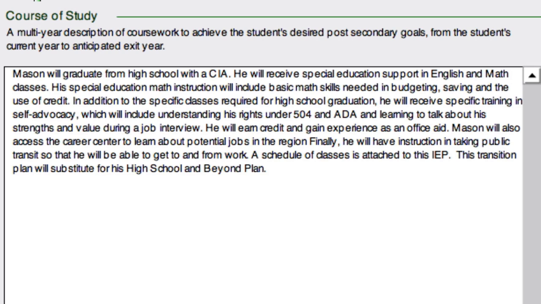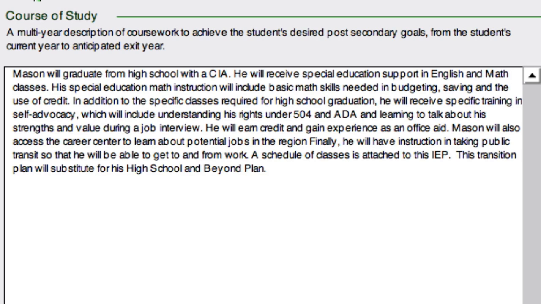Mason will graduate from high school with a CIA. That is, the Certificate of Individual Achievement. He will receive special education support in English and math classes. His special education math instruction will include basic math skills needed in budgeting, saving, and the use of credit. In addition to the specific classes required for high school graduation, he will receive specific training in self-advocacy, which will include understanding his rights under 504 and ADA, and learning to talk about his strengths and value during a job interview. He will earn credit and gain experience as an office aide.